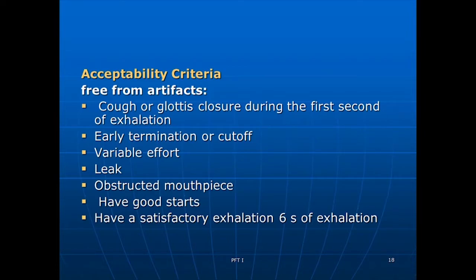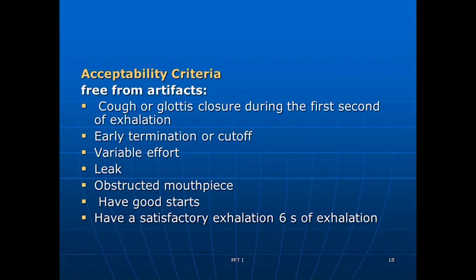Acceptable criteria. A patient can't cough or hold their breath, or close their glottis during the first second of exhalation. If they start coughing, that is grounds for dismissal of that pulmonary function test. Or they can't hold their breath during that first second of exhalation. Any kind of early termination or cutoff: we said that the patient needs to blow out as hard and as fast as possible for 6 seconds. If they don't last for 6 seconds, then that pulmonary function study is negated.